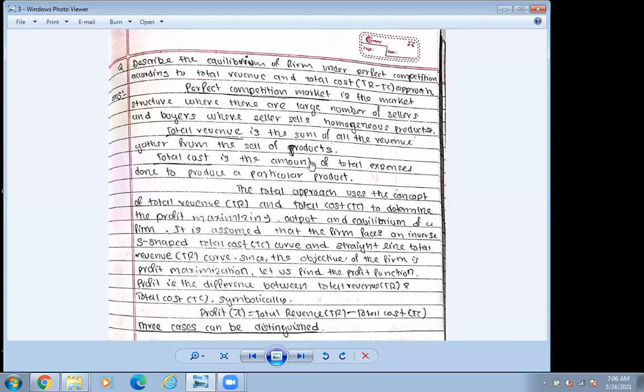And total cost, the kharcha, expenses. The total cost is the amount of total expenses done to produce a particular product. So एउटा particular product लाई बनाउनको लागि कति खर्च लाग्छ, that is going to be the total cost. So total revenue भनेको income हो, total cost भनेको expenses हो.